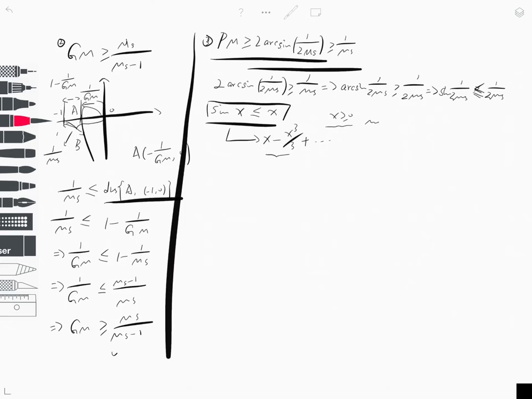Because Ms, of course, is larger than or equal to 0. So this one is proved, right? So the second inequality has been proved. Let's go for the first one, which is the hardest part. PM is larger than or equal to 2 arcsine 1 over 2Ms.